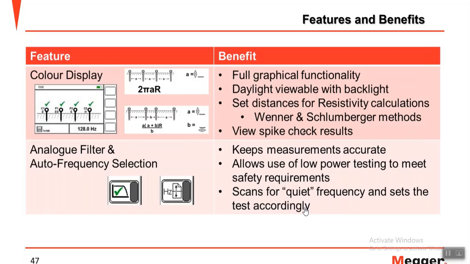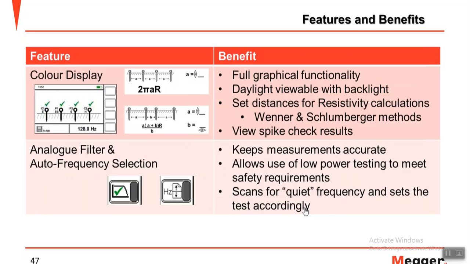And view spike check results. This equipment can give you information if some connection is not connected properly, or maybe because there is some corrosion, and you can see it on this indication. Checklist means already looping, and if you see the cross, you need to check that route. Analog filter and also auto frequency selection.